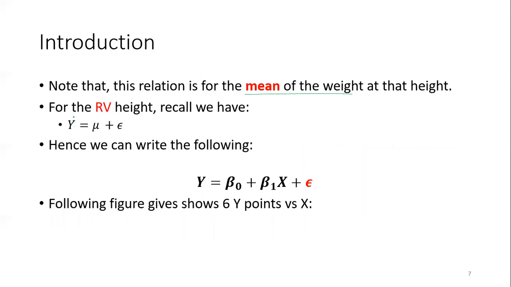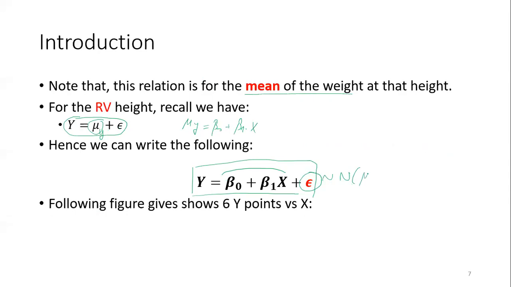So for the random variable, we have this equation, remember. The random variable is equal to the mean, which is mu of y, plus epsilon. And what is mu of y? Mu of y is equal to beta 0 plus beta 1 times x. So the random variable is equal to the constant term beta 0 plus beta 1 times x, plus the random term epsilon. And this random term is normally distributed with zero mean and standard deviation equal to the standard deviation of the original random variable y.